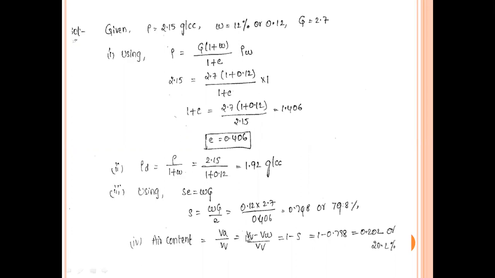Here, the volume of air equals the volume of voids minus the volume of water, divided by the volume of voids, which is equal to 1 minus S. S is the saturation, 0.798. Substituting, we finally get 0.202, or 20.2 percent. It is the air content.